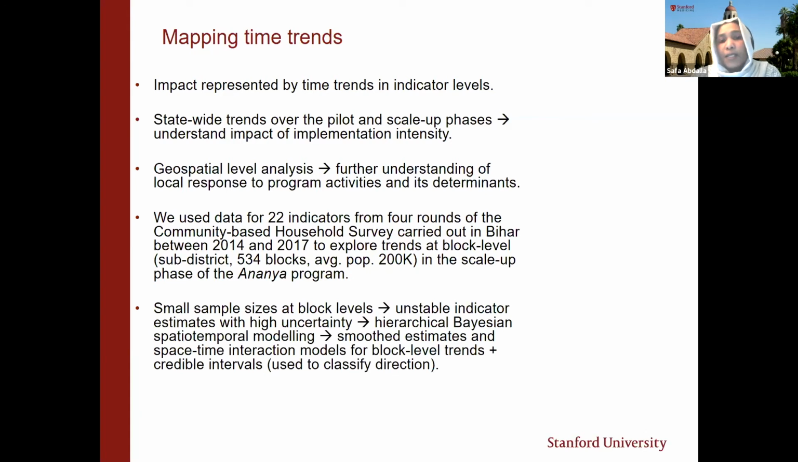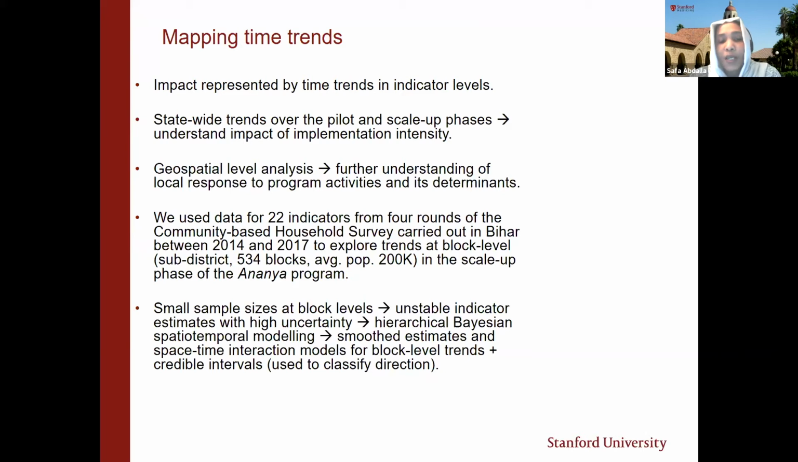Because of the very small sample size at the block level, sometimes down to 20 respondents per block, for example, per indicator, per survey round, we had really unstable indicator estimates with high uncertainty. And so we resorted to Bayesian modeling to smooth the estimates over states and fit space-time interaction models. And this gave us the trend at block level with 95% credible intervals, which we used to classify the direction of change for blocks.